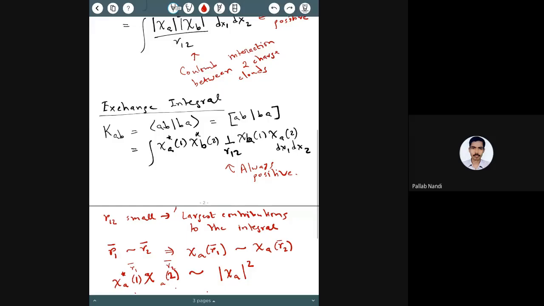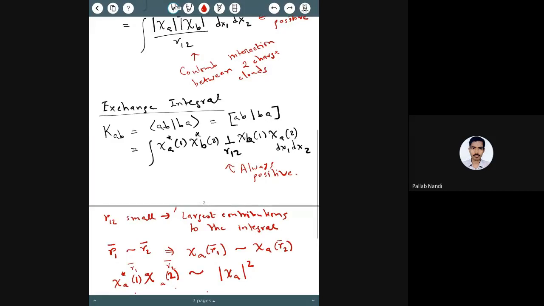When they are very far, the Coulomb interaction is always the repulsive part. So the classical Coulomb interaction is always repulsive, whether they are close or far. That is JAB. It's always positive. It may be large, it may be small. When it's close, it's large. When it's far, it's small, but it's positive. But the exchange integral is positive only when they are close, and it can be anything when they are far.